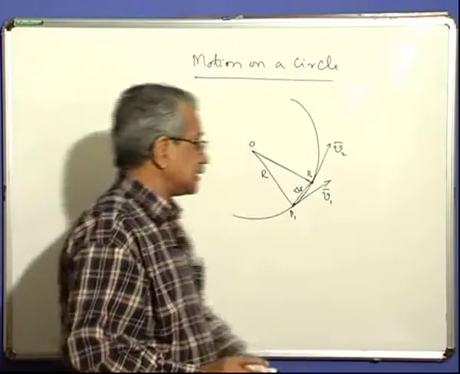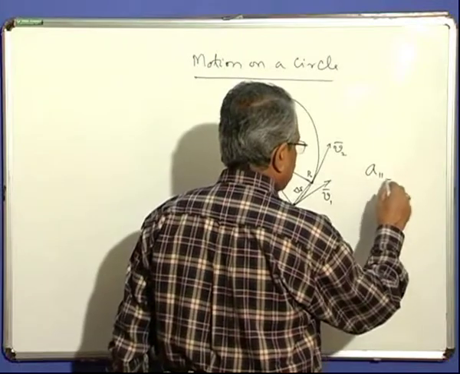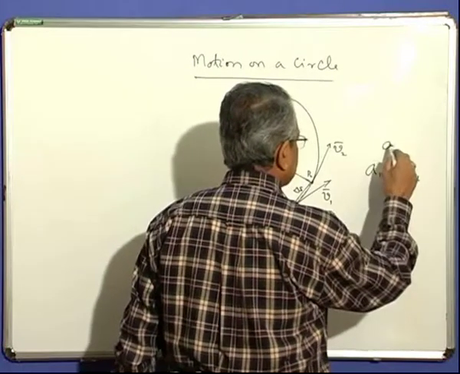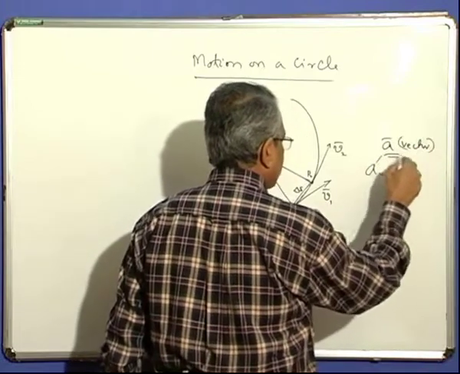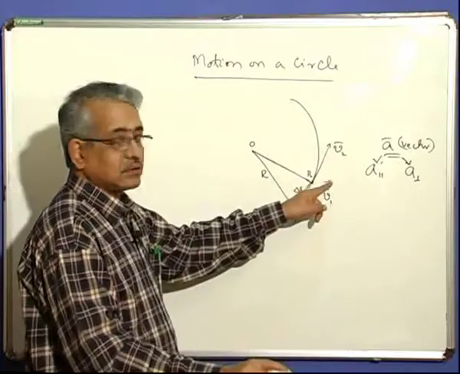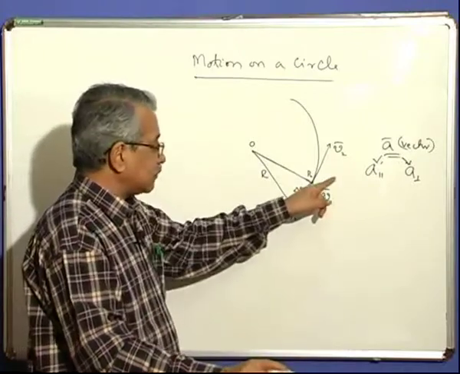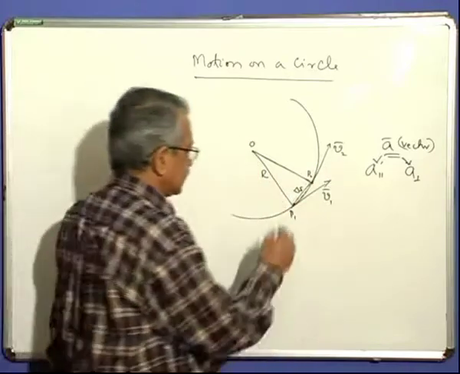We have said that acceleration is a vector quantity. This acceleration will have two components, a parallel component and a perpendicular component. Acceleration is a vector, and two components are there for that: one parallel to the velocity, that is along the tangent, and one perpendicular to the velocity, that is along the radius.